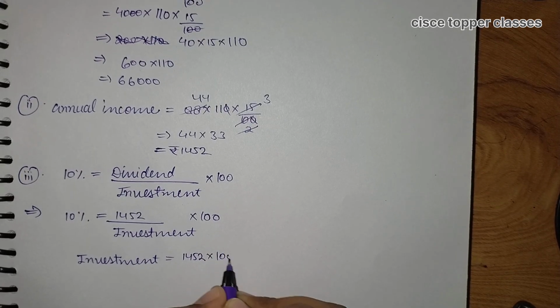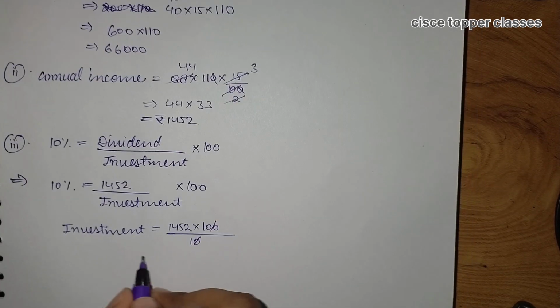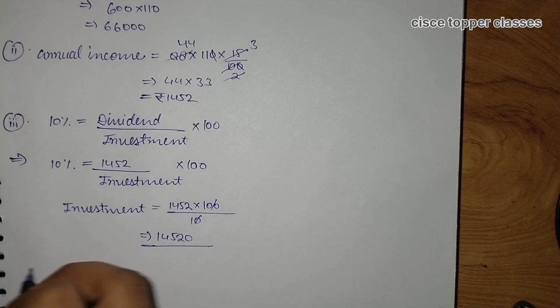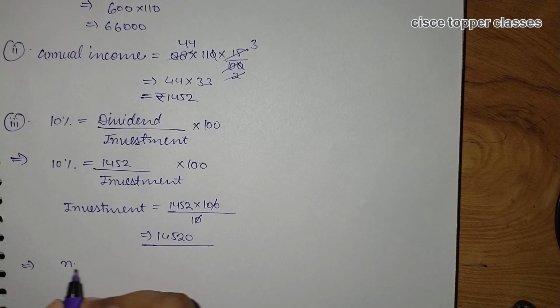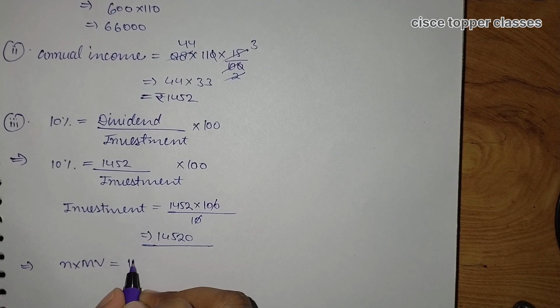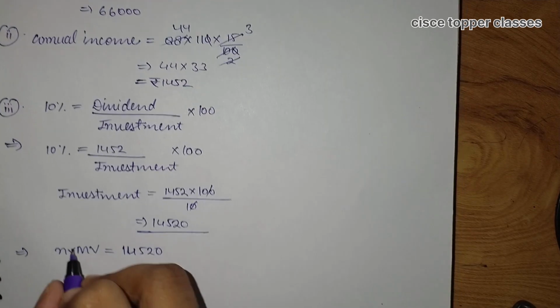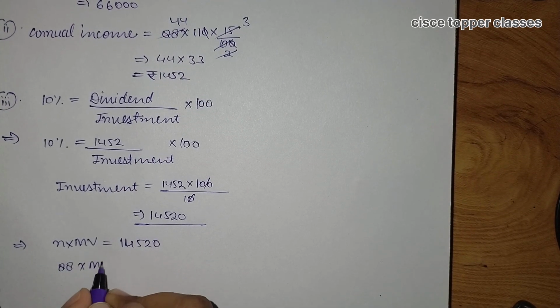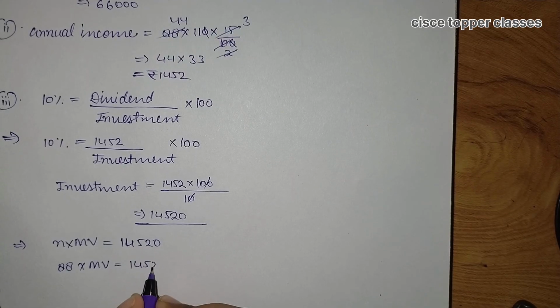On calculating, investment will be 1452 into 100 divided by 10. 0 will be cancelled out and this will be 14,520. So investment is this much and number of shares is 88. So number of shares into market value is equal to investment as 14,520. Number of shares we will put as 88. So this will be 88 into market value equal to 14,520.